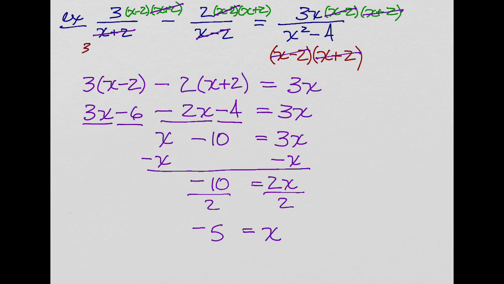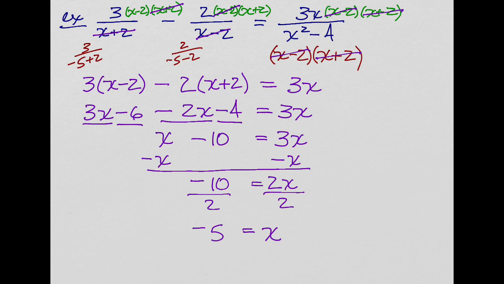This is 3 over x plus 2, where x is negative 5. Negative 5 plus 2. Well, negative 5 plus 2 is not 0. So that term's okay. 2 over negative 5 minus 2. Negative 5 minus 2, also not 0.